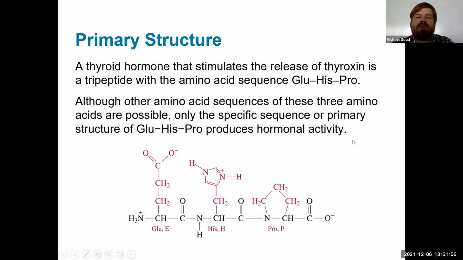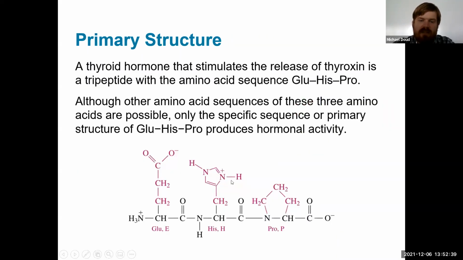Now, let's go ahead and take a look here. There's a thyroid hormone, for example, that stimulates the release of thyroxine, and that is a tripeptide with the sequence of GLU-HIS-PRO. This is it here. So you could imagine having glutamine, histidine, and proline in any particular order. Like it could be pro, glu, his, or his, glu, pro. But if you mixed it in any other order, it wouldn't have the same hormonal activity. Only in this particular order, glutamine, histidine, proline, do you get the hormonal activity.